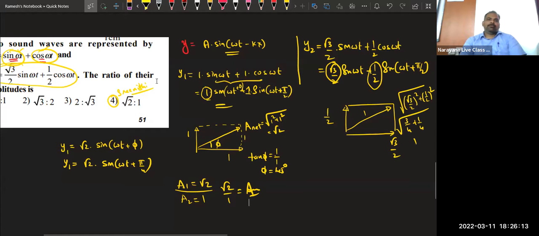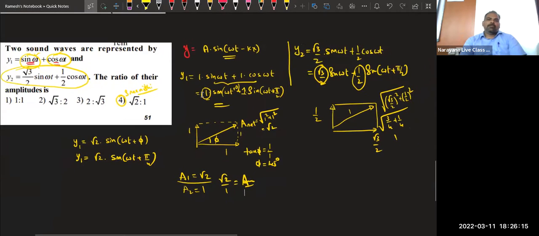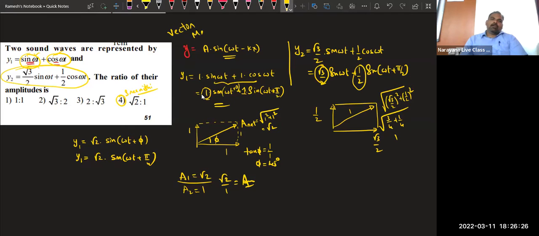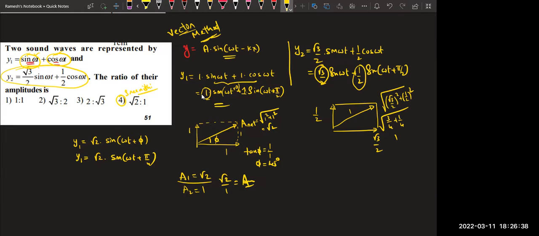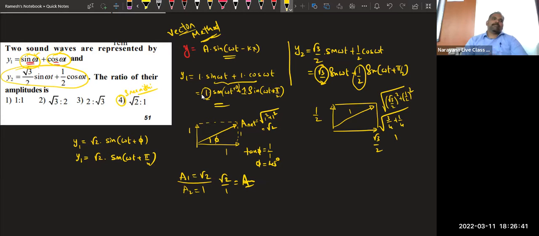Clear? Very, very important strategy. This is called the vector method. What is the name of the method? Vector method. If you use any other method, it will go very big. You can try also. I think you might have converted cosine and used the sin C plus sin D method.